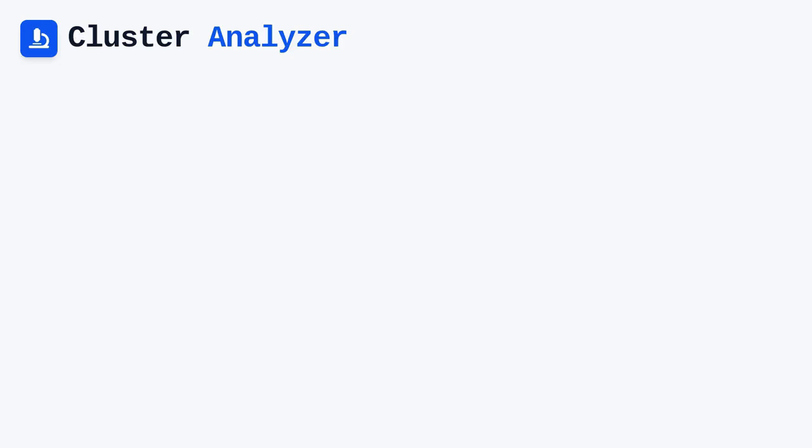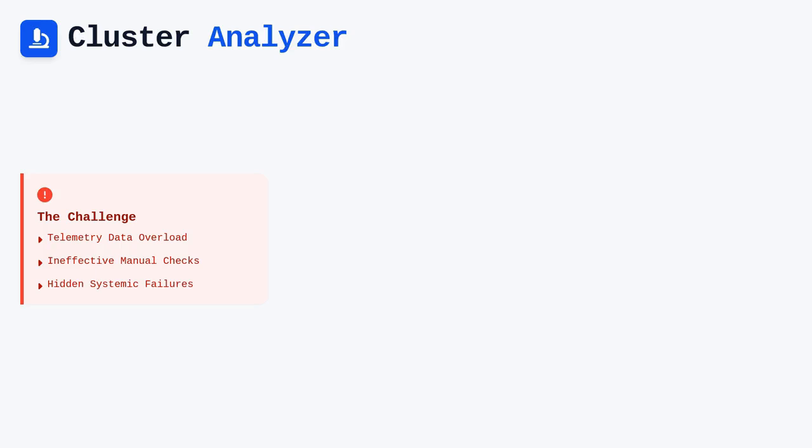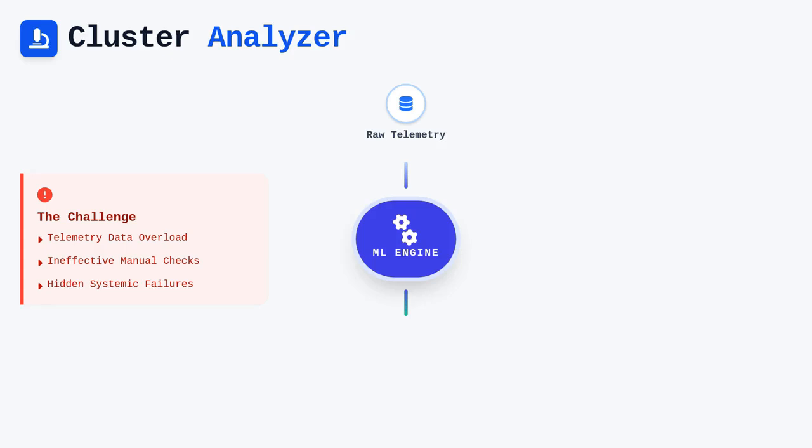In any reasonably complex Kubernetes deployment, the sheer volume of telemetry data can become an obstacle to finding the truth. When a cluster experiences performance degradation, manually checking nodes or pods is often insufficient because the failure might be systemic or hidden deep within the scheduling logic. The cluster analyzer serves as an automated diagnostic engine that monitors your infrastructure for mathematical outliers and configuration anomalies.